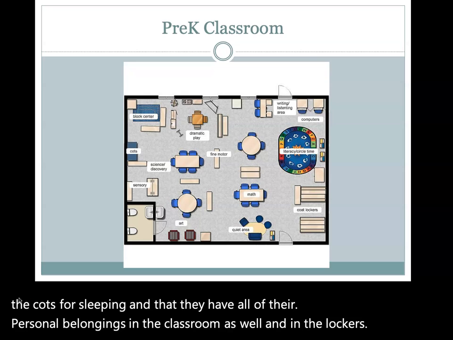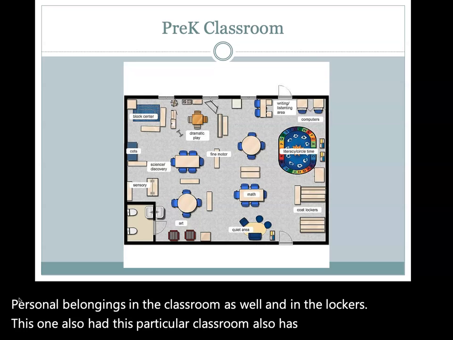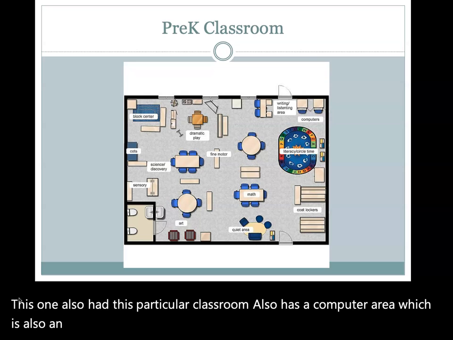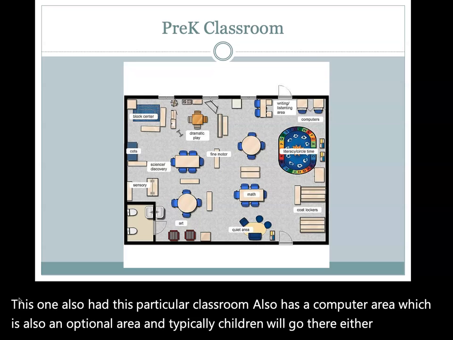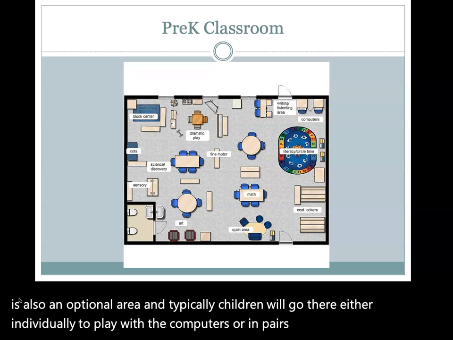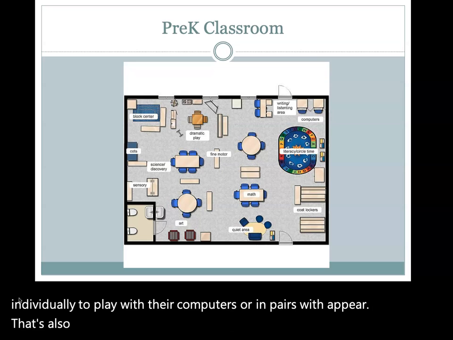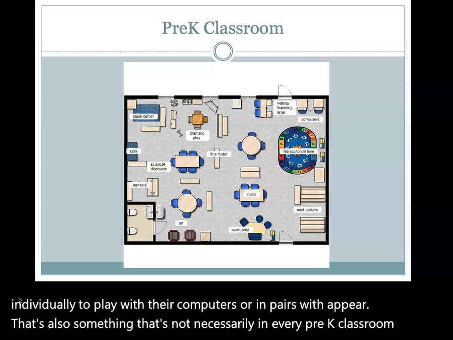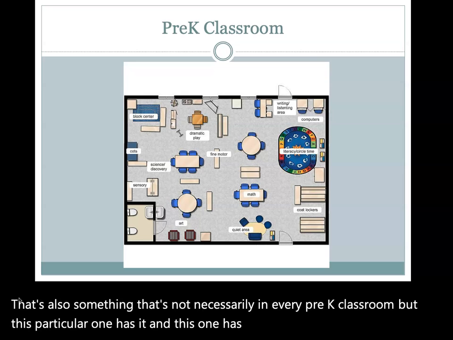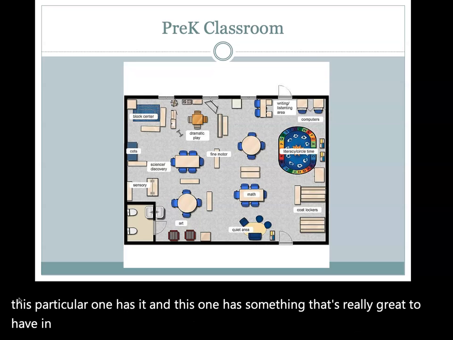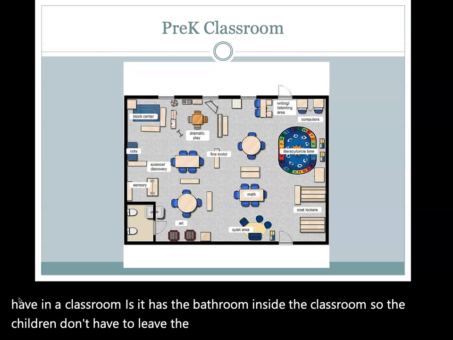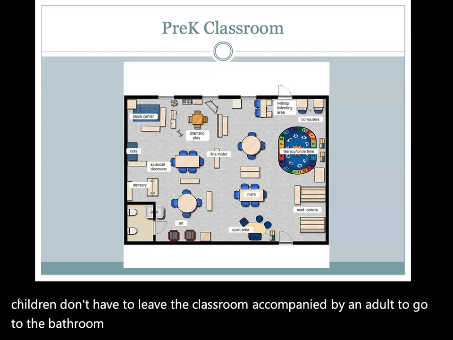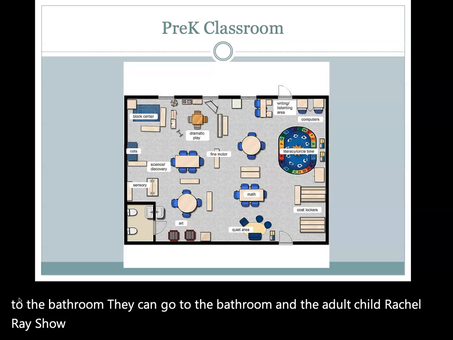This particular classroom also has a computer area, which is also an optional area, and typically children will go there either individually to play with the computers or in pairs with a peer. That's not necessarily in every pre-K classroom, but this particular one has it. And this one has something that's really great to have in a classroom: the bathroom inside the classroom. So the children don't have to leave the classroom accompanied by an adult to go to the bathroom. They can go to the bathroom, and the adult-child ratio can be preserved.